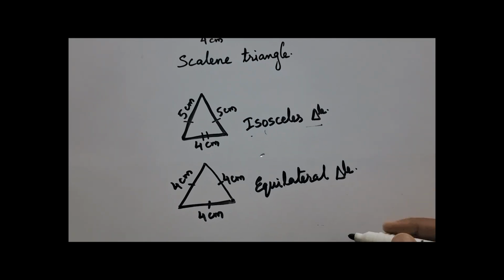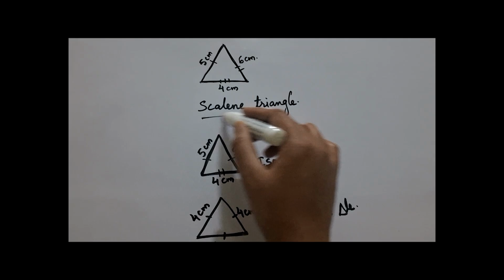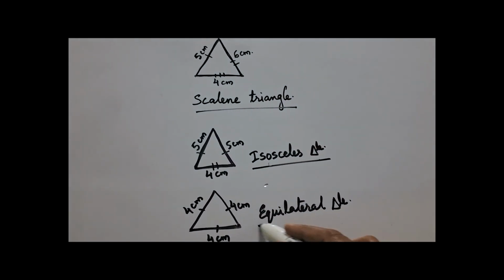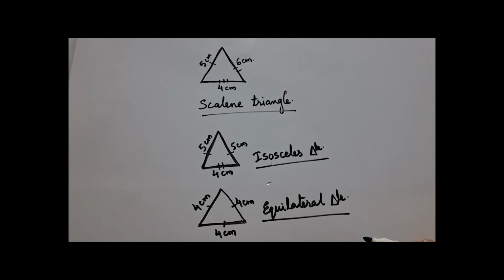Equilateral triangle. Okay, children, these are the three types of triangles based on their sides. Okay.